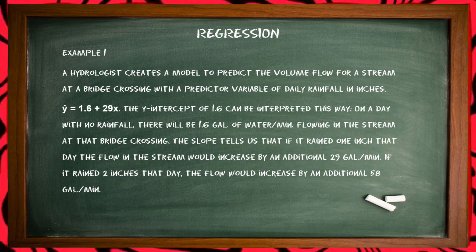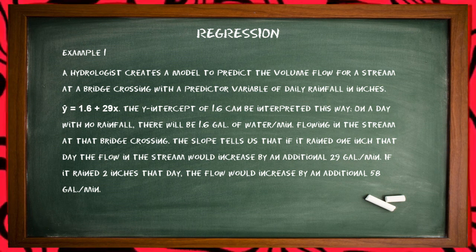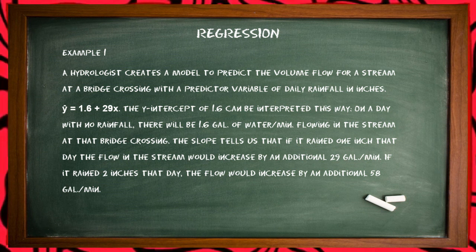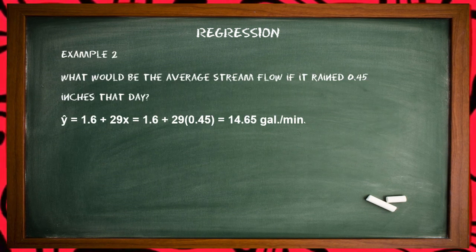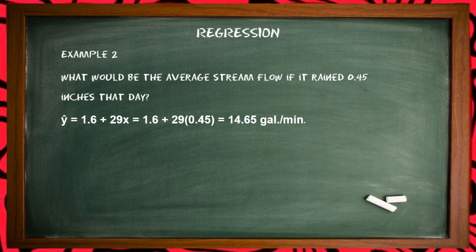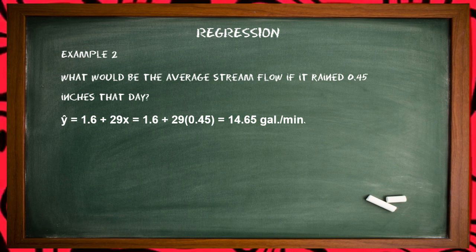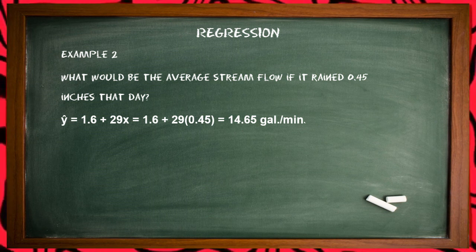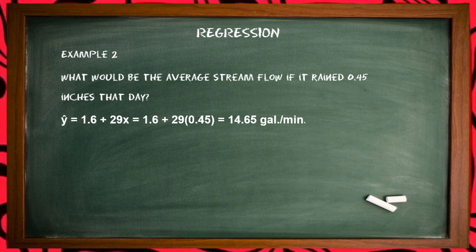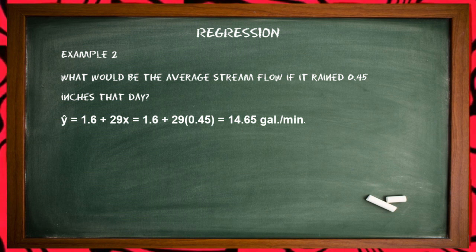If it rained 2 inches that day, the flow would increase by an additional 58 gallons per minute. We have another example. What would be the average stream flow if it rained 0.45 inches that day? y = 1.6 + 29x = 1.6 + 29 times 0.45. That would be equal to 14.65 gallons per minute.